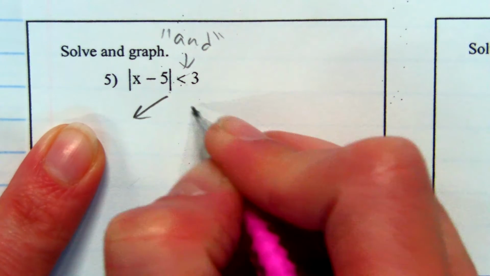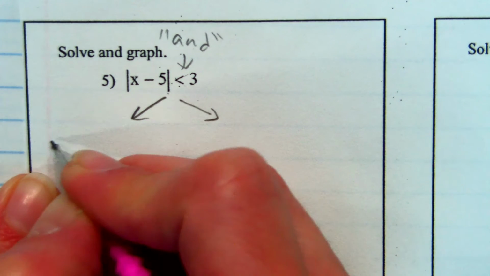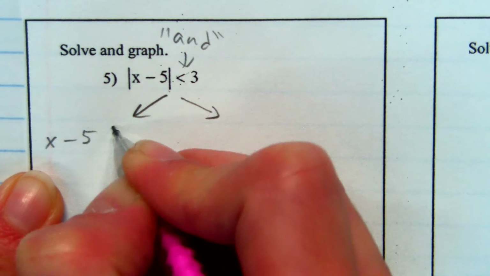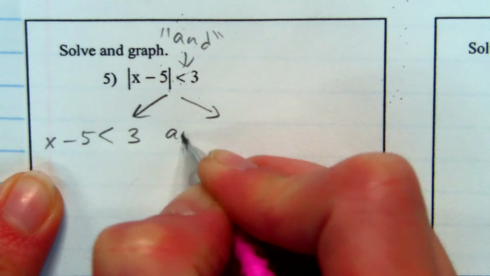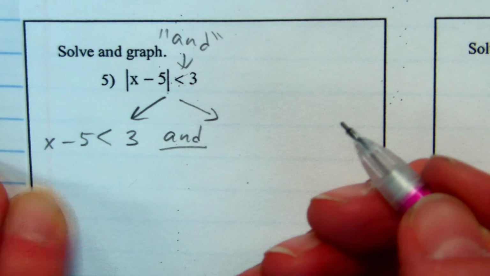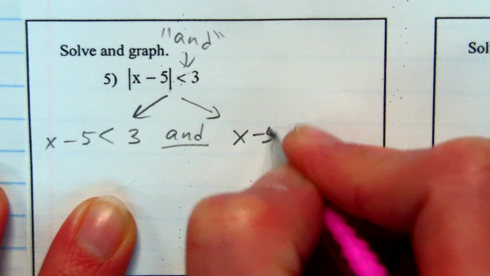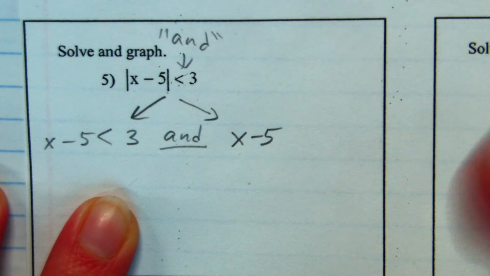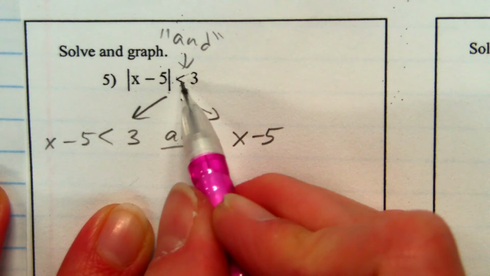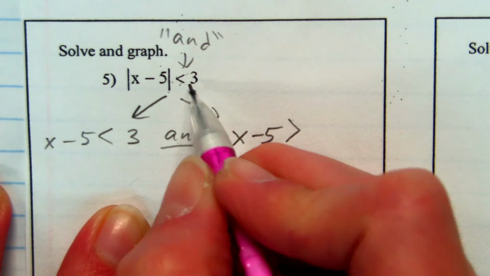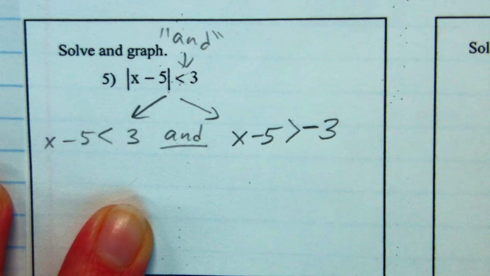And what we do is we just take the absolute value off for the first one. I just have x minus 5 is less than 3. And then we have and, and the part that's in the absolute value you can leave the same. It's still x minus 5. We're not changing the left part. It's everything after that that we change. So the less than changes to greater than, and 3 changes to -3.